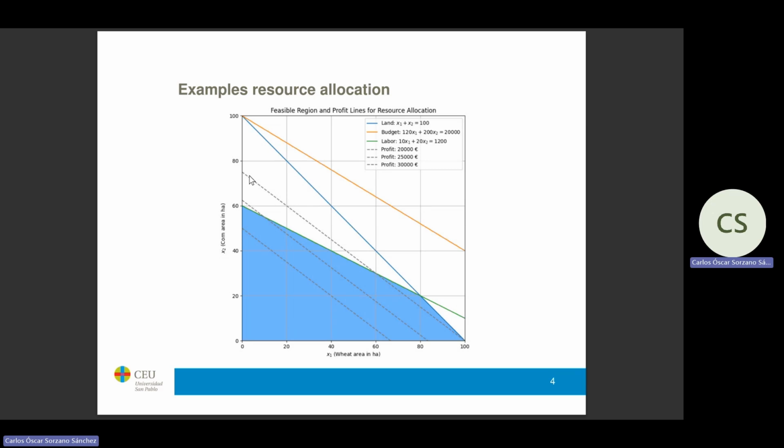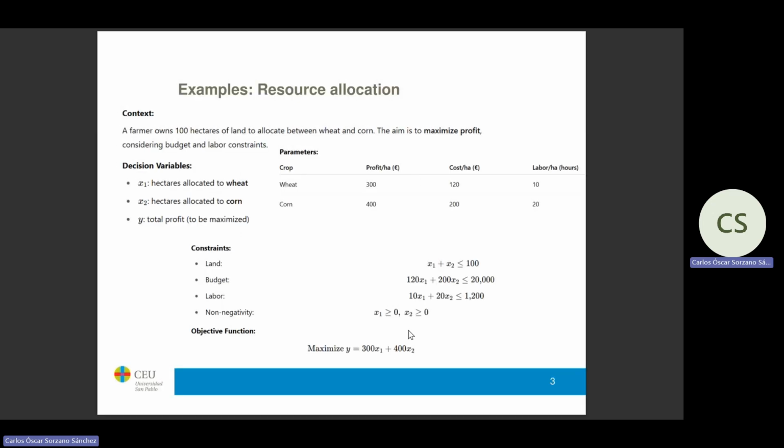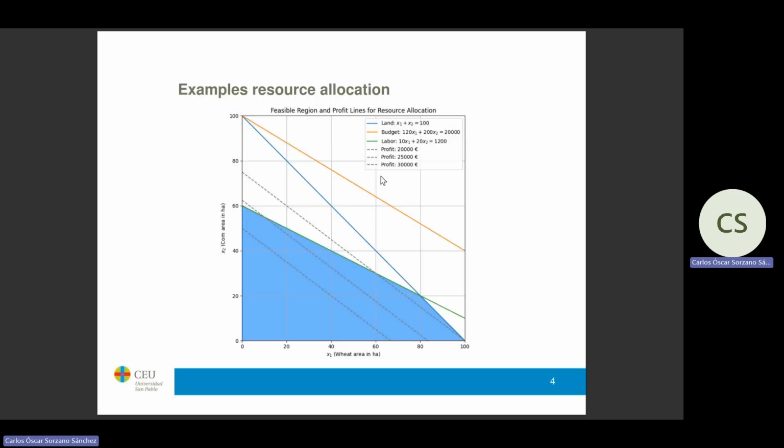So let's start with the land. So this is the surface of wheat. This is the surface of corn. They have to be smaller than 100 because you don't have more than 100 hectares. And then the land has to be x1 plus x2 equal 100. Has to be smaller or equal, but let's draw the equal one. Okay, so this is this one here. So it's this line, and then smaller or equal is all this area.